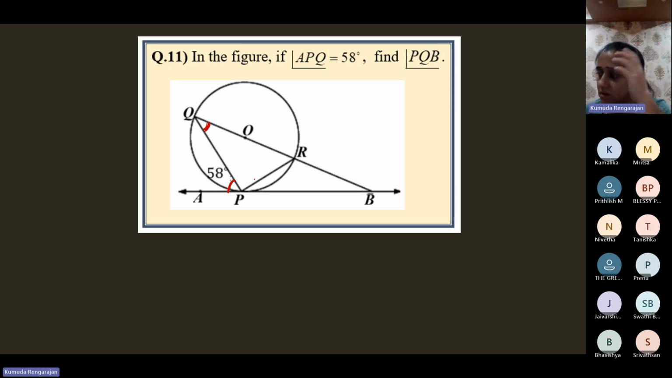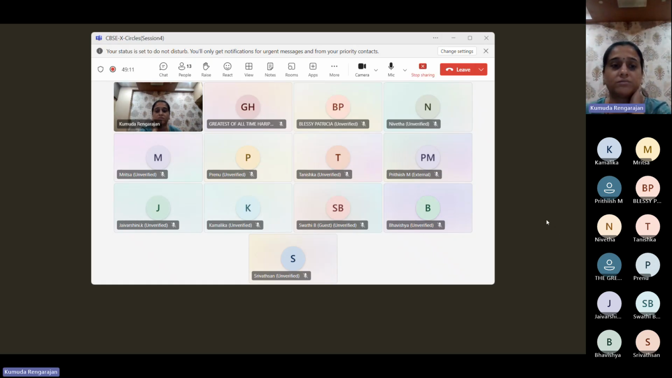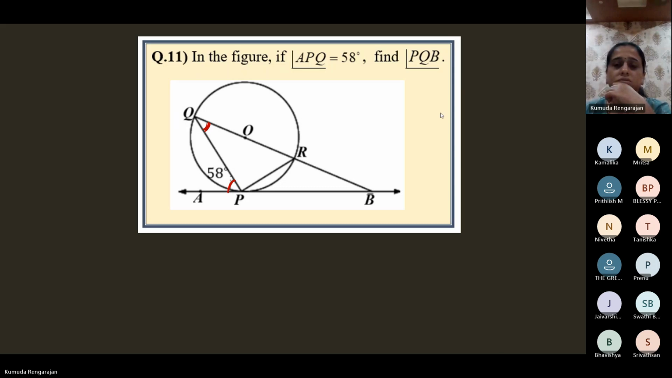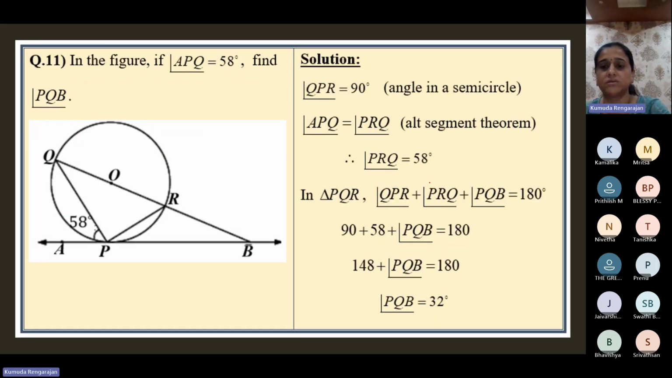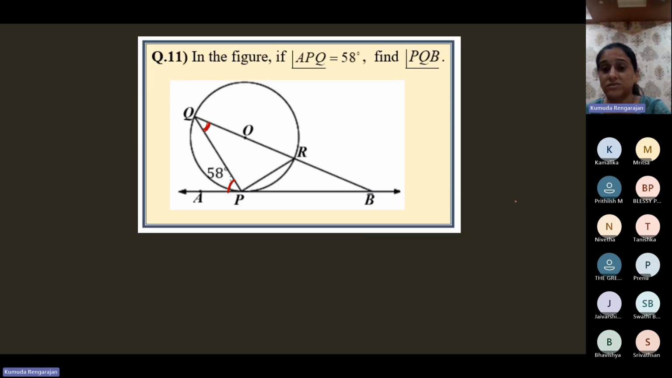Have you learned the alternate segment theorem, children, in school? No, right? So earlier we used to do a lot by the alternate segment theorem. Now I don't use that, because a lot of things are deleted from the syllabus. Actually, I'm not using the answer images because most of the answers I've done using the alternate segment theorem. We're not doing that now. That's why this construction and all that.